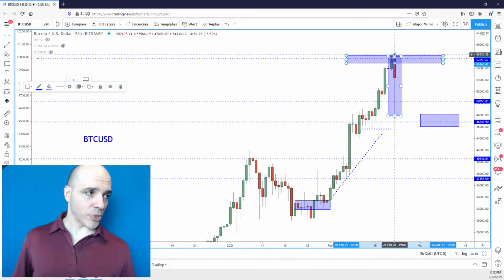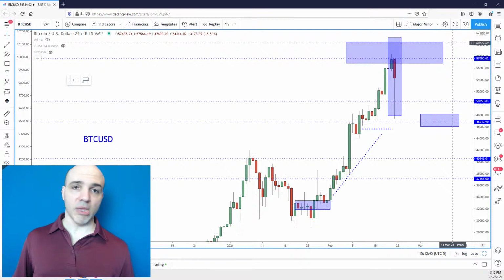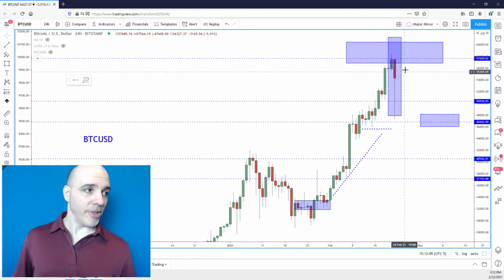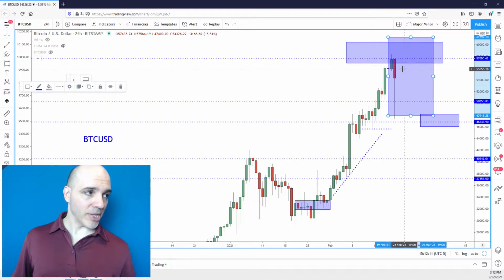People are getting very frustrated. People are unhappy that they missed most of the move, and they're getting antsy, and they want to buy as it goes higher and higher. But this is the risk you're facing. You're facing this dramatic pullback.